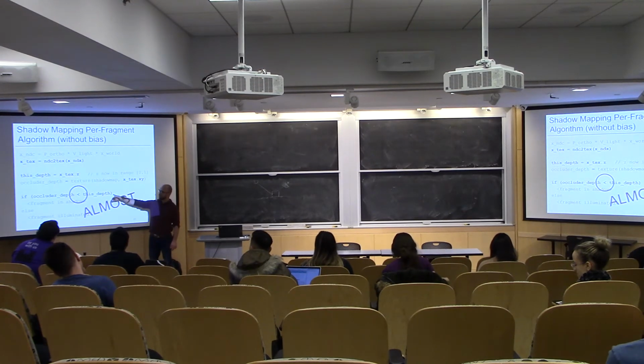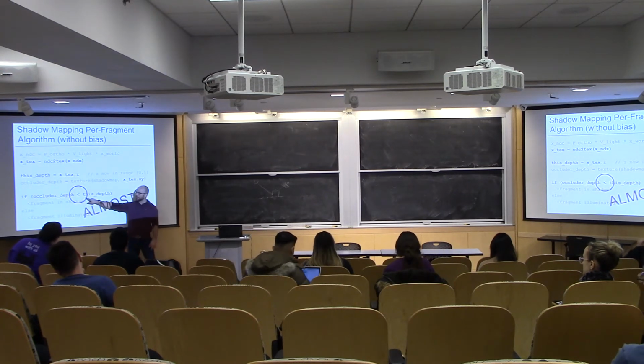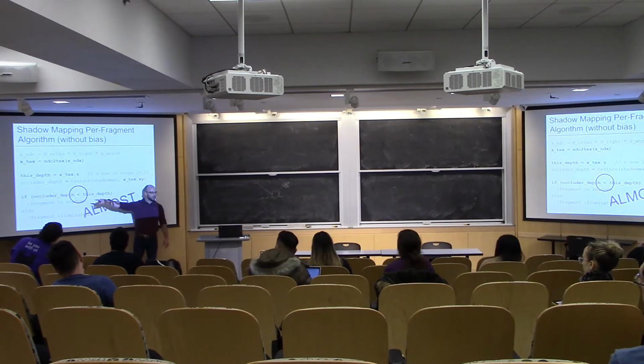Now I have this comparison. This is checking, am I in the shadow or not? This is the critical less than sign. What's wrong here?